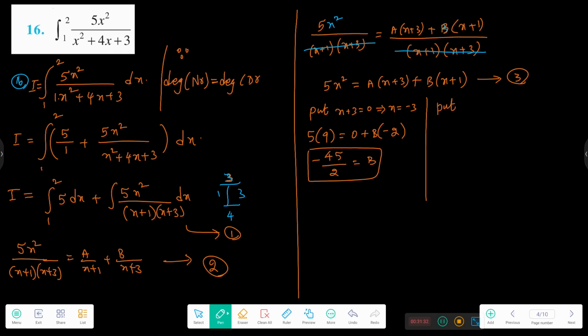In the same manner, put x + 1 equal to 0. This implies x is equal to minus 1. Apply it in the same equation, so 5 into (−1)², which is 1, equal to a term (−1 + 3), in the sense a into 2 you will be getting. The b term will be 0 because x + 1 only we assumed as 0. So 5 divided by 2 is equal to a. Both a value and b value we got.